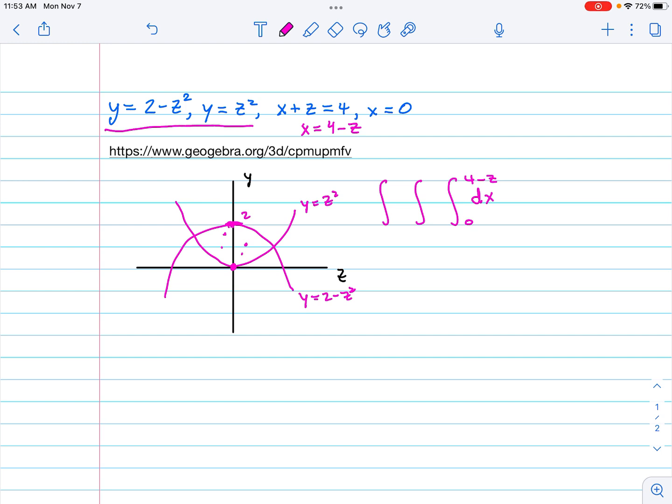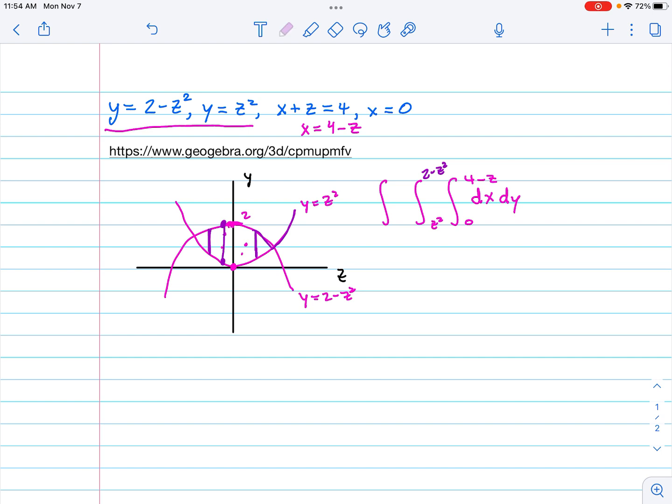Then next I have to choose what I want to integrate with respect to. I think I'll choose y, because notice y goes from z squared. No matter what y I choose, or what z I choose, y is going to go from z squared to 2 minus z squared. No matter what z, here's what y does: y goes from here up to here. So I'm going to go from z squared to 2 minus z squared.